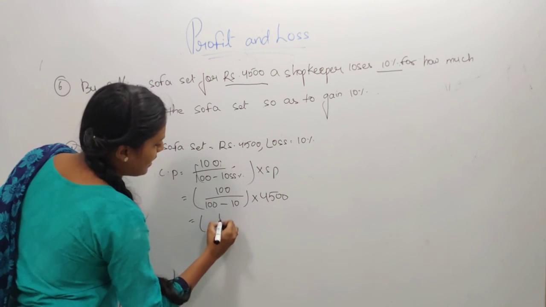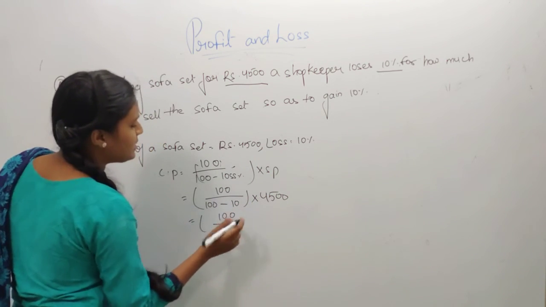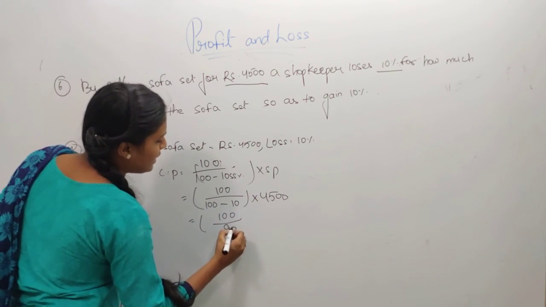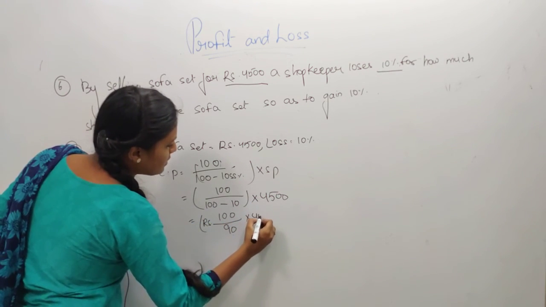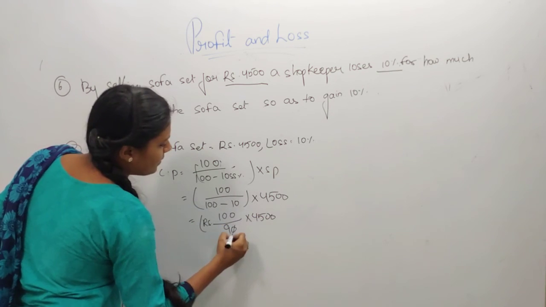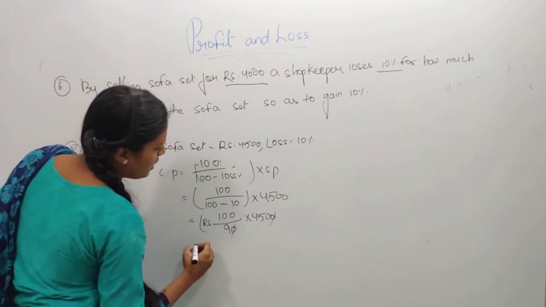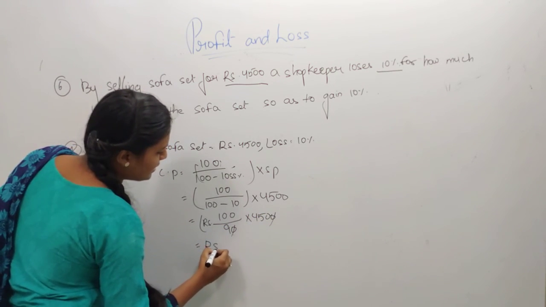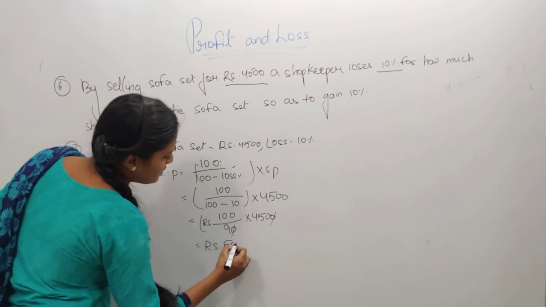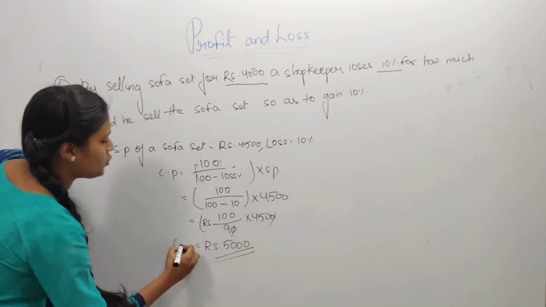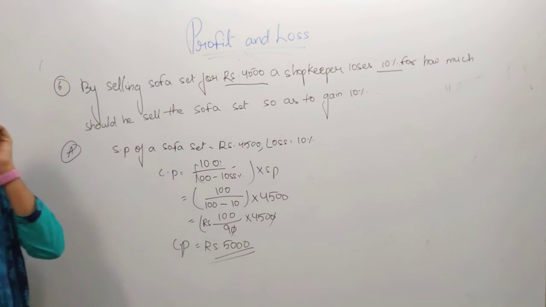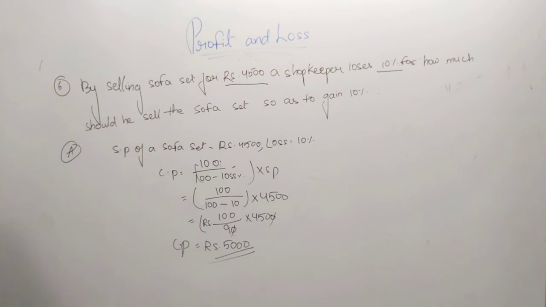Okay, 100 by 100 minus 10, how much will you get? 90, into 4,500. By doing the cancellation, what final answer will we get? Rupees 5,000. This is the final answer. CP is equal to rupees 5,000. We found out CP. Now what do we have to find out? We have to find out the selling price also.